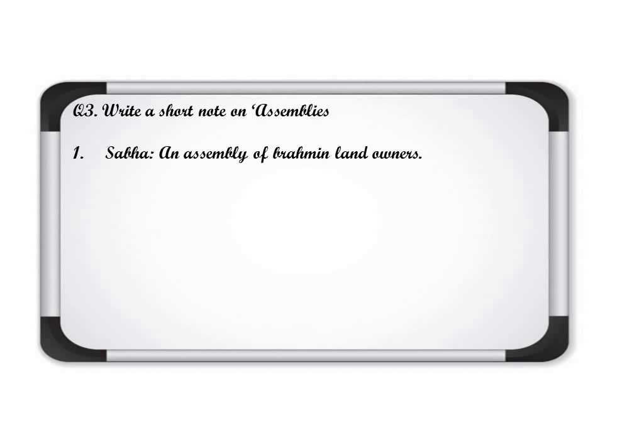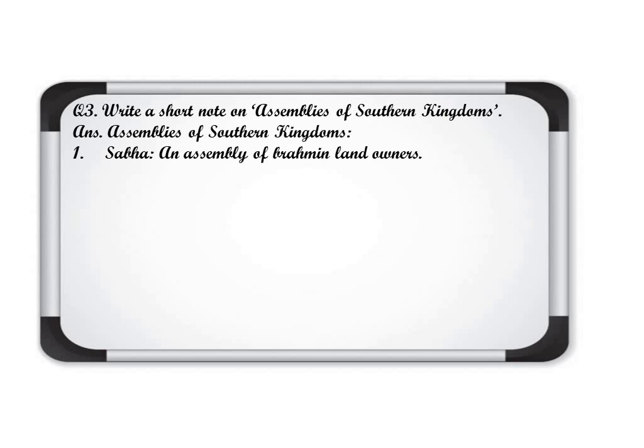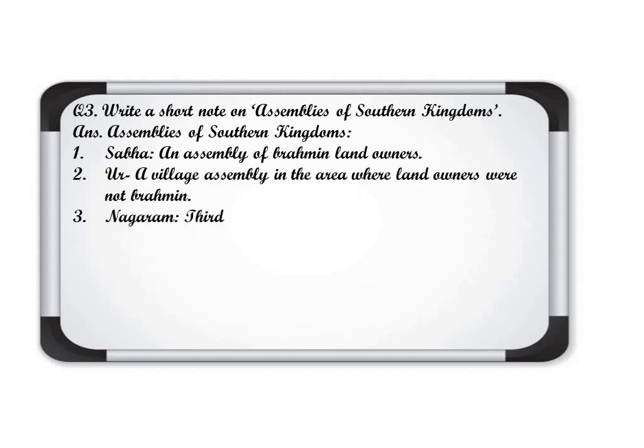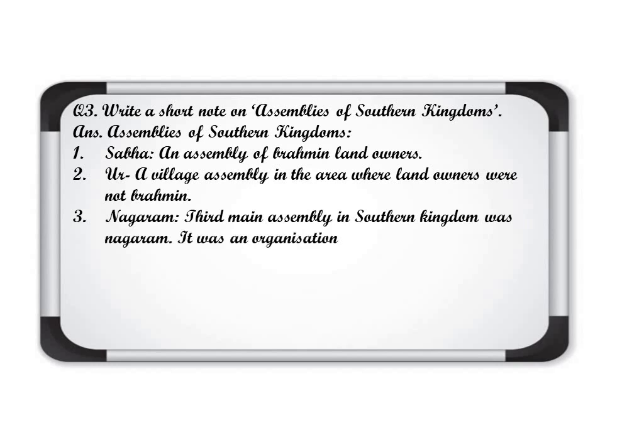Number 3, it is the three assemblies. Write a short note on the assemblies of the southern kingdom. Assemblies of the southern kingdom: Sabha, the assembly of Brahmin landowners; Ur, a village assembly in the area where landowners were not Brahmin; Nagaram, the third main assembly, the organization of merchants.